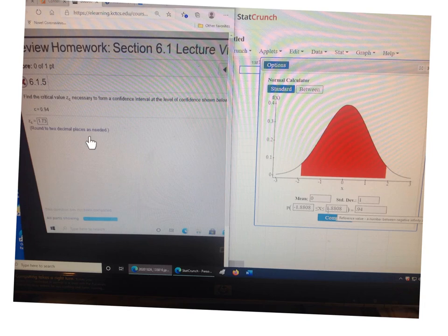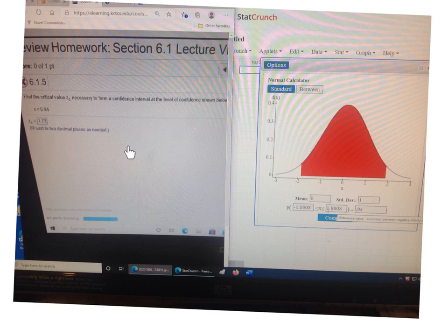So I got your question. I saw your question on the discussion board. You want to find the critical value z sub c to form a confidence interval. You're given 0.9, c is 0.9. You want to find z sub c.